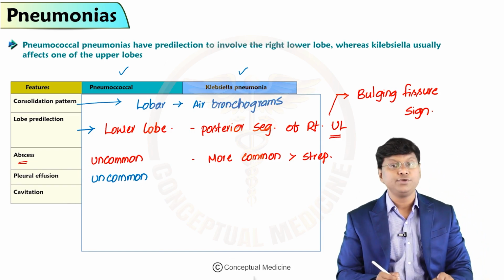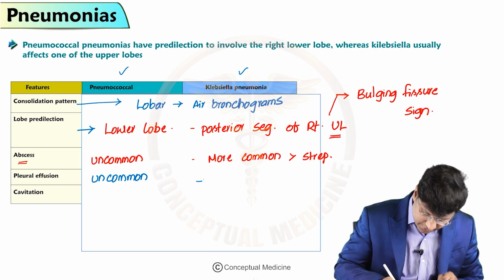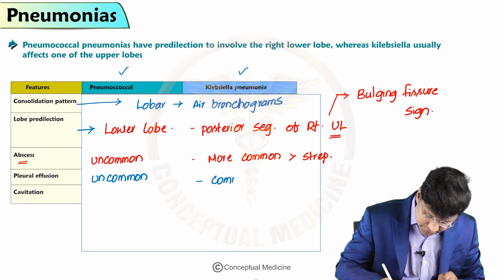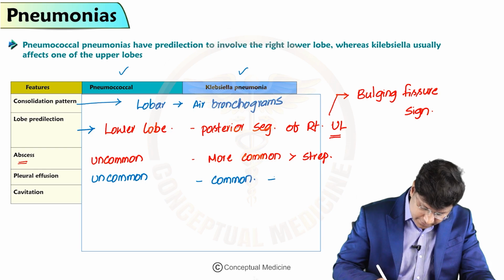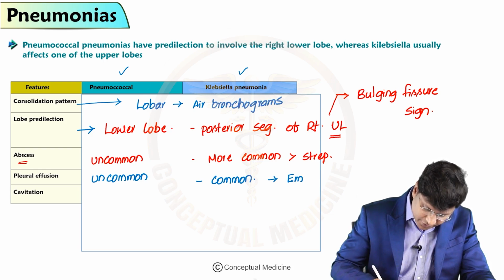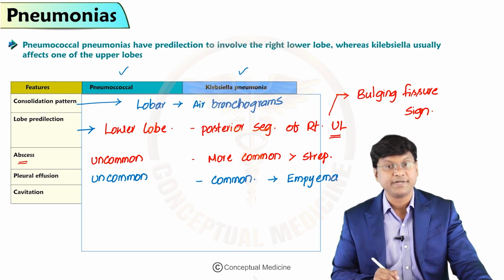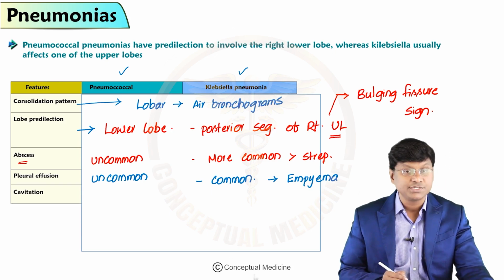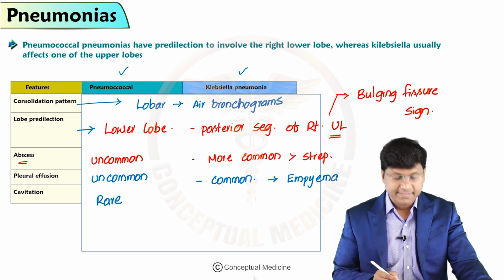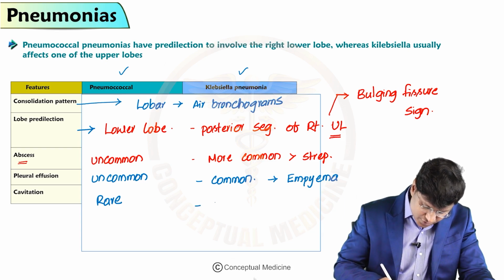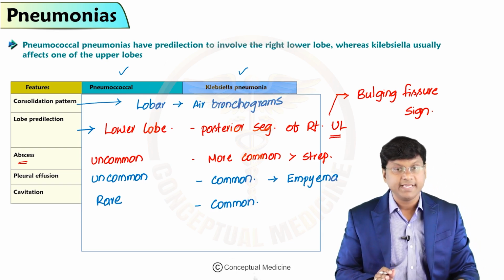Pleural effusion is uncommon in pneumococcal pneumonia, whereas it is common in Klebsiella pneumonia, and it may even progress to the development of empyema. Cavitation is rare in pneumococcal pneumonia, whereas in Klebsiella pneumonia, cavitation is common.